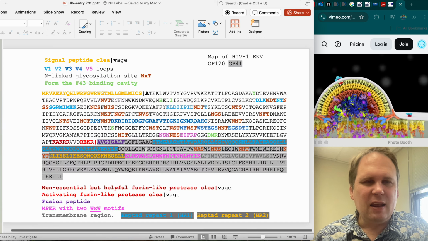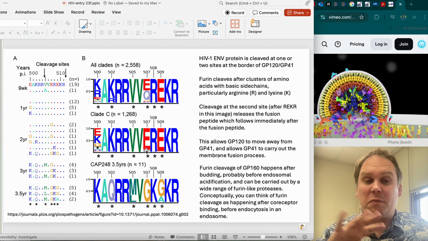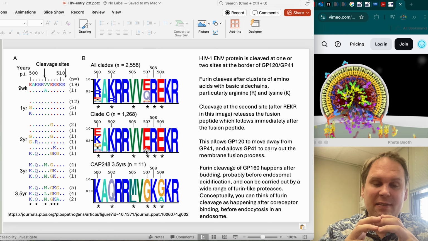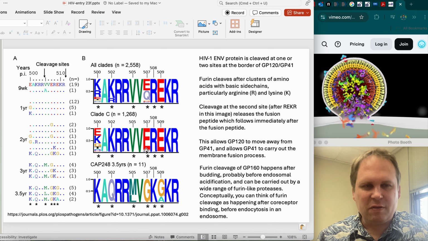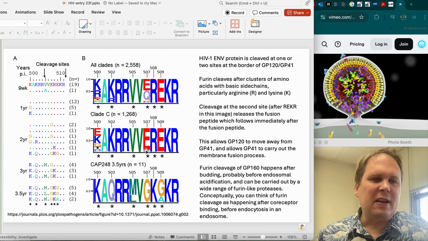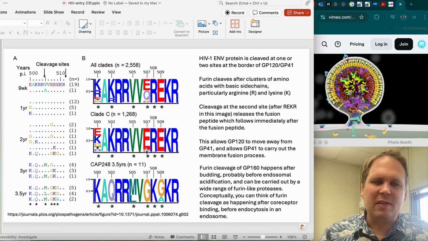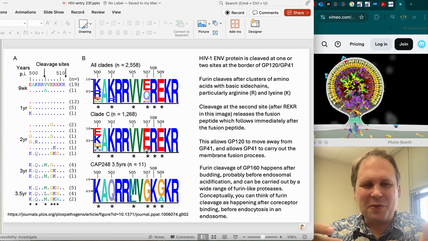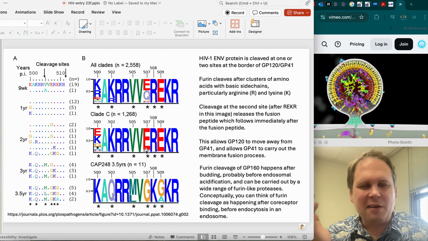All right, let's go. So we'll start with the furin cleavage. There's a range of time when this can happen. It just has to happen before we are in the endosome and it's acidified and we're going to make the final conformational change that exposes the fusion peptide and then forms the 6-helix bundle. That'll make sense in a minute.